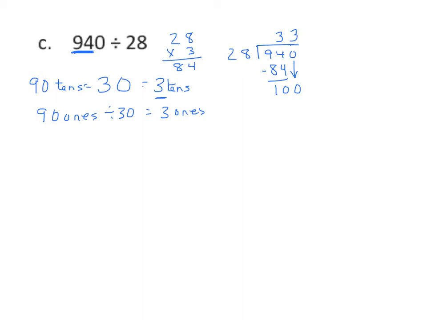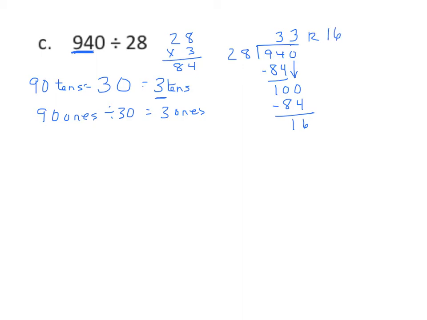Again, we multiply 3 times 28. I get 84. All right, now we'll subtract, and I get 16. 16 is less than 28, so we have 33 with a remainder of 16.